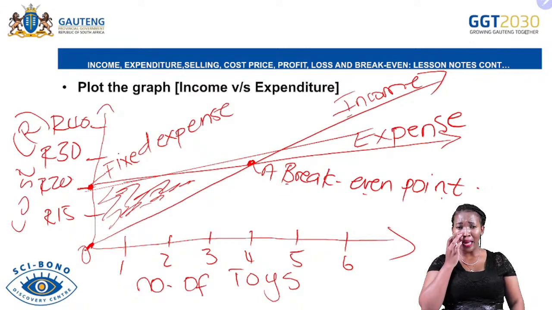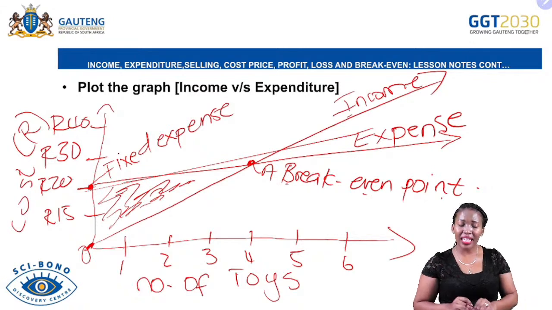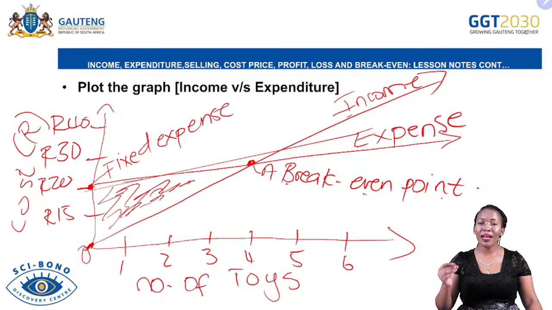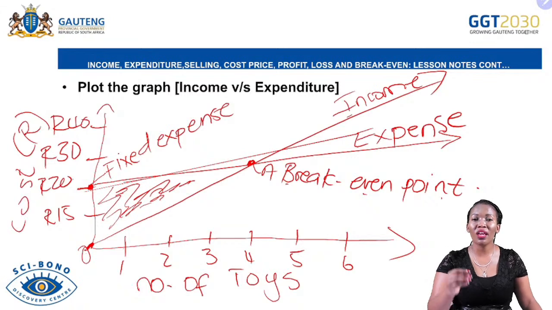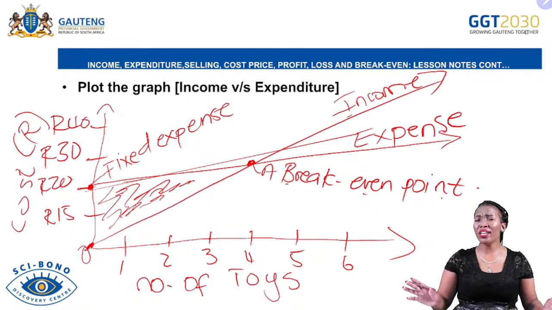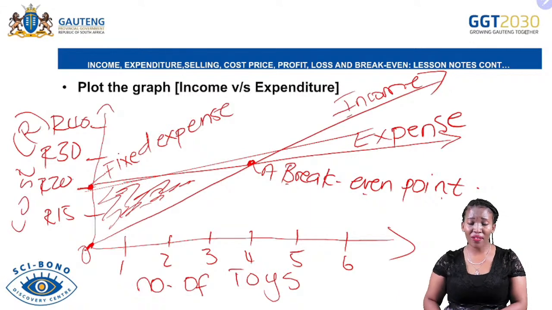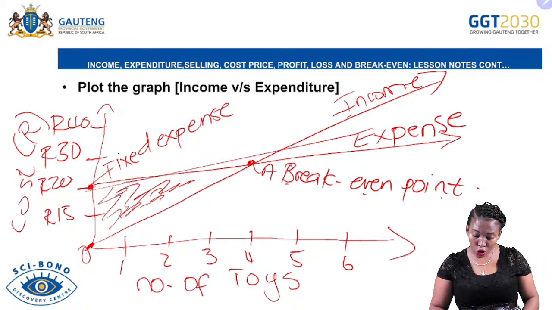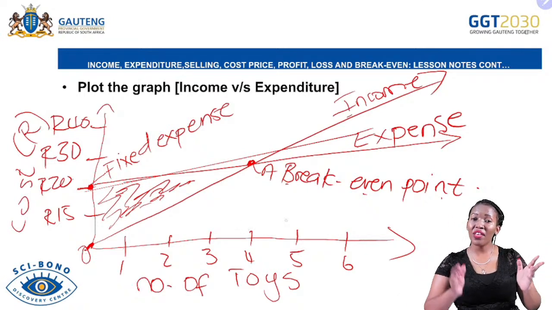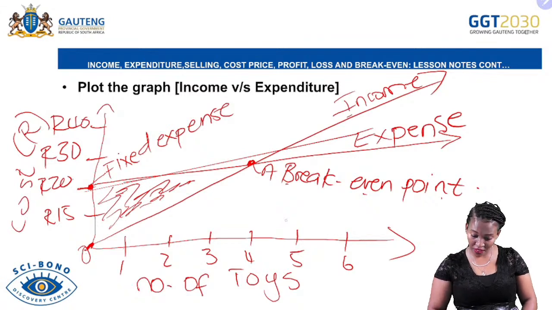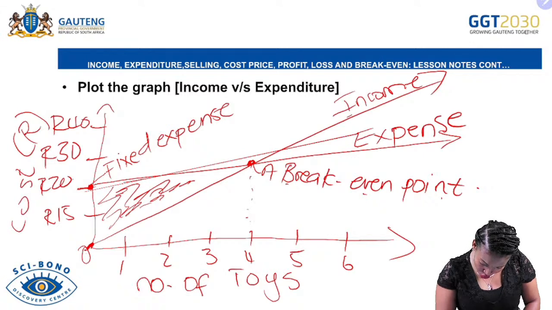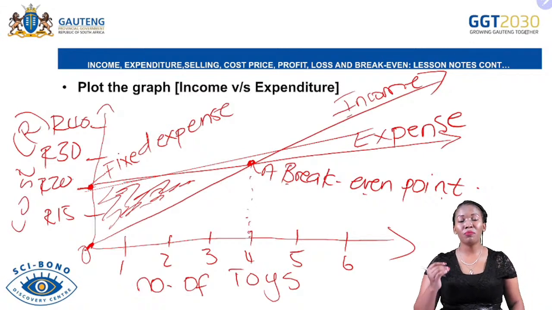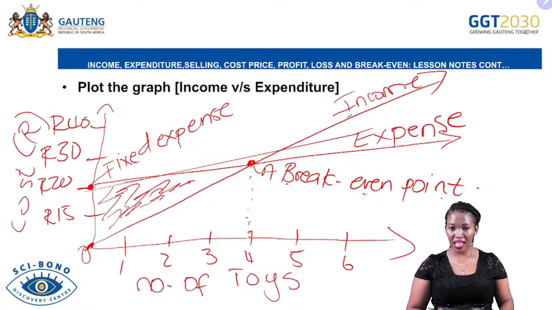Are we okay, guys? From this graph, the examiner can ask you, how many toys must be sold for this business to break even? You don't need to do calculations. You can use a graph like this, or sometimes you might even have a table. To break even, the income and the expenses are exactly the same. So the answer is here: 4 toys must be sold for this business to break even.